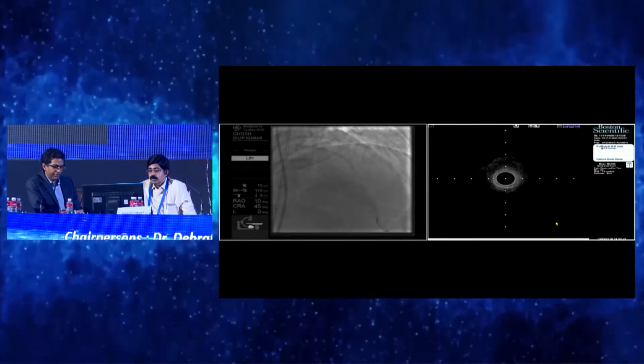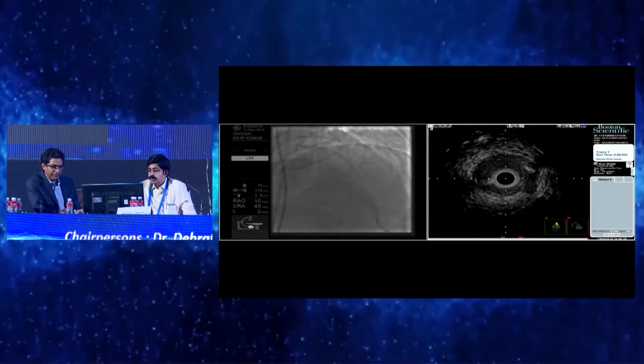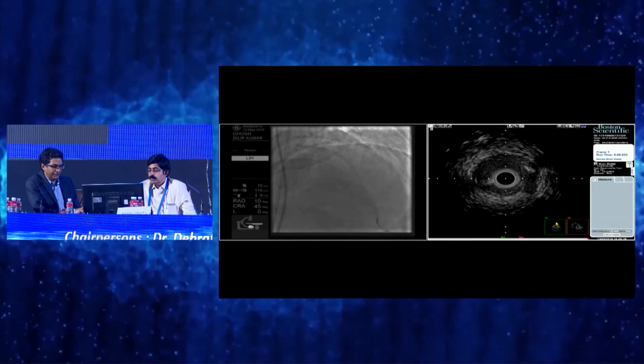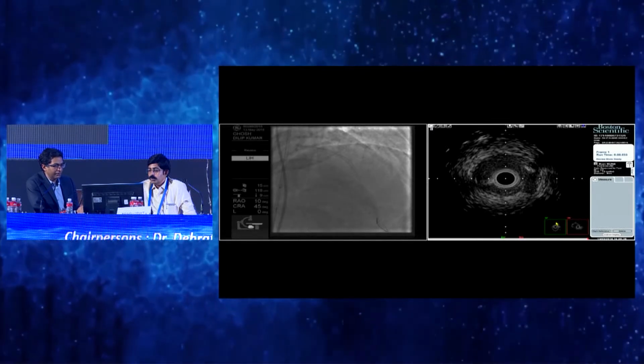Dr. Bhattacharya, I agree with you, that's excellent. I think it requires a little bit of post-dilatation in the distal segment and the CTO part, but the proximal part looks really great.